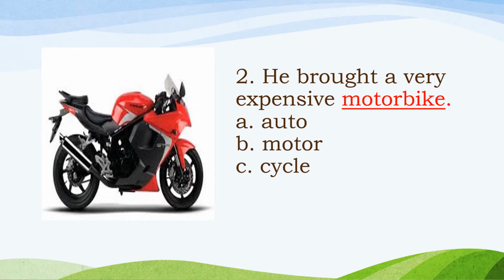Next, we have motorbike. He brought a very expensive motorbike. What is the shortened form of the word motorbike? Is it A, auto, B, motor, or C, cycle? Okay, so if your answer is motor, then your answer is correct.